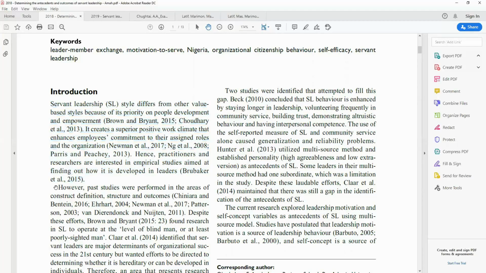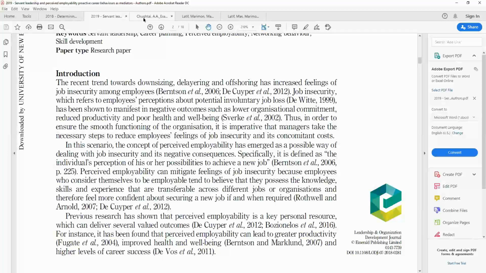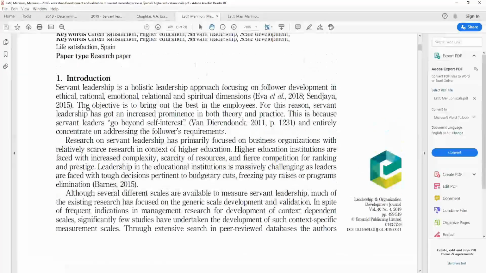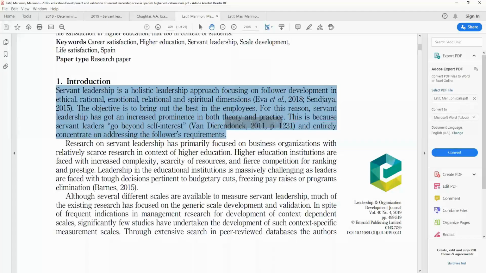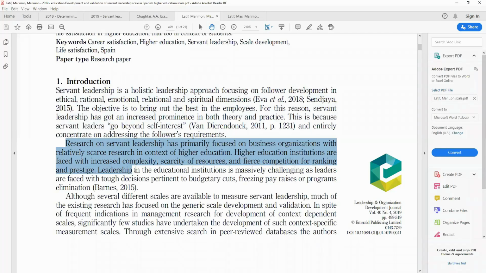The next is, what gaps are prevalent in existing research? Same is the case with another research here. If we look at this, after establishing the value of the study, what they focused on is that research on servant leadership has primarily focused on business organizations with relatively scarce research in the context of higher education. Now, once you establish the value of your study, the next step is identifying the gaps, the limitations of the studies. And this Excel sheet that you have built will obviously help you identify the gaps in existing research.